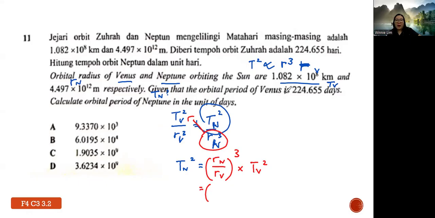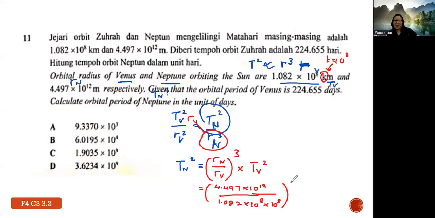So what is your R_N? 4.497 times 10 power of 12. Okay, they're a bit naughty in these questions. Why? You see your R_V. Are you writing 1.082 times 10 power 8 only? Then you'll be wrong. Be careful. You have the kilo here. Kilo is 10 power of 3. So that means you need to write 10 power 3. Or for people who are good, you can straight away do 8 plus 3 for your understanding.